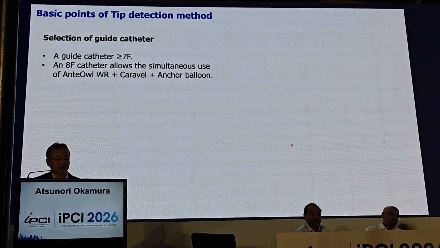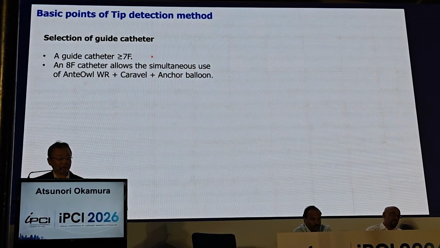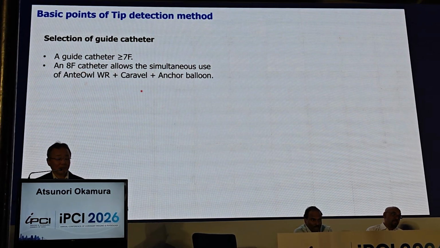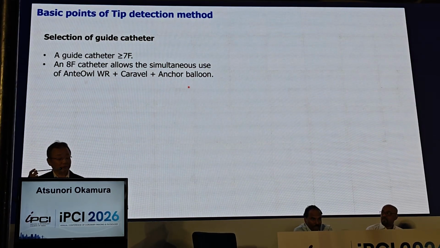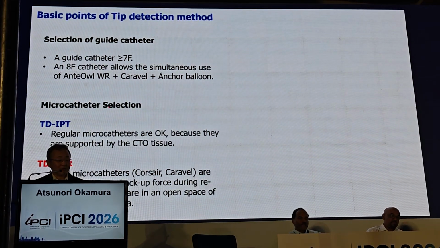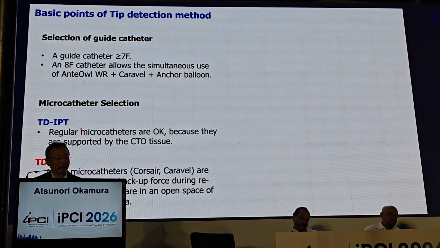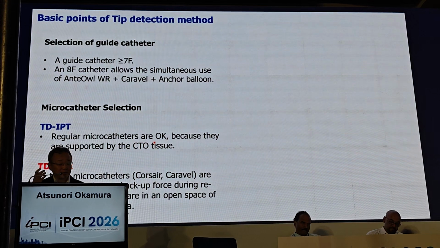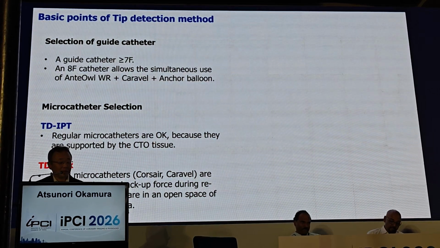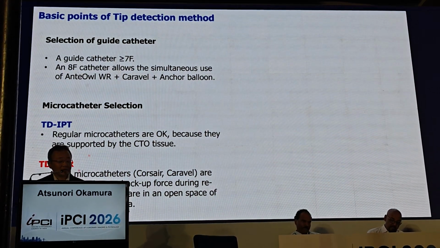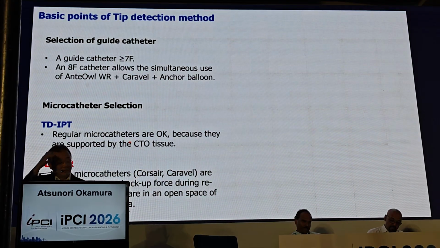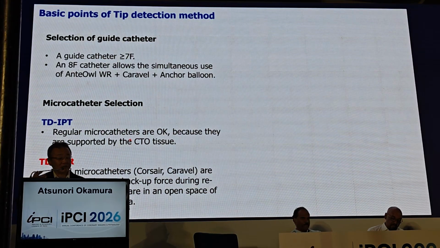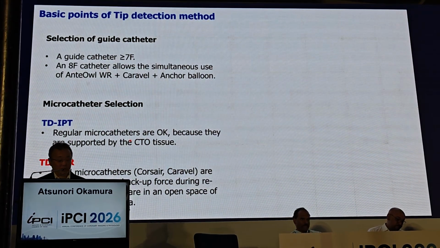So for selection of guide catheter, more than a 7 French guide is needed, and an 8 French catheter is much better because IVUS, microcatheter, and anchor balloon are included. So for microcatheter selection, in tip direction intraplaque tracking, regular microcatheters are okay because the microcatheters are supported inside the CTO tissue. But if we perform TD-ADR, metal microcatheters are much better because these microcatheters are inside the subintimal free space. So that's why enough backup support is needed if we perform the re-entry.